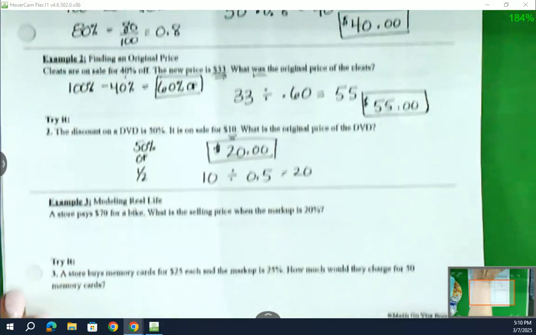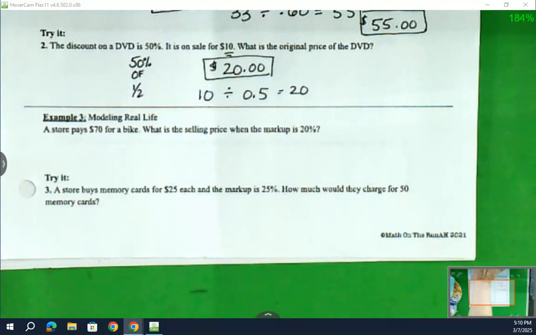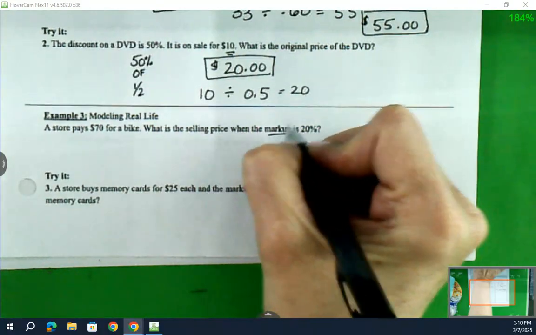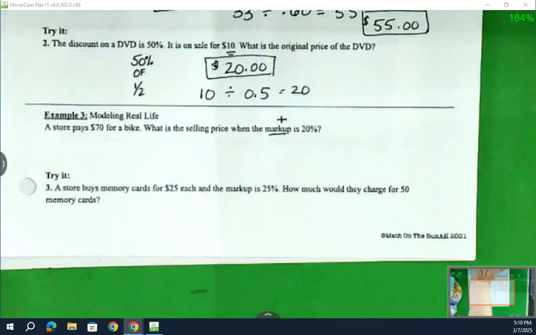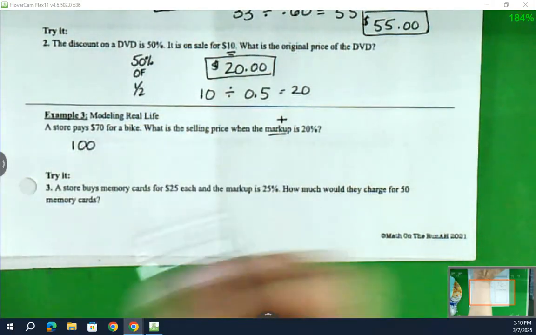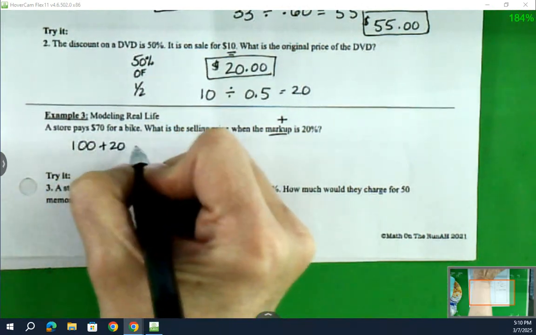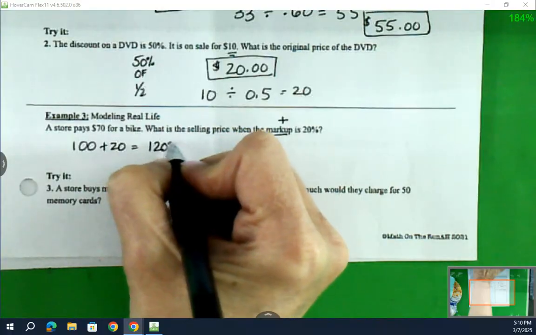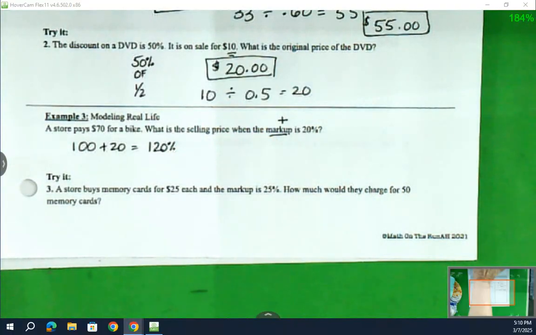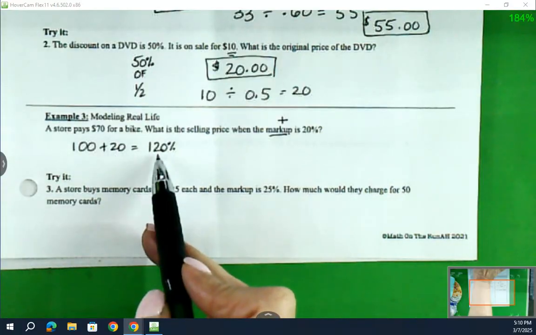Great. Example 3 is a markup question. We have a store pays $70 for a bike. What is the selling price when the markup is 20%? So when we have a markup, that means it's going to be more expensive for the buyer. So 100% plus the 20%, we're looking at 120% of the original amount in order to make a profit.